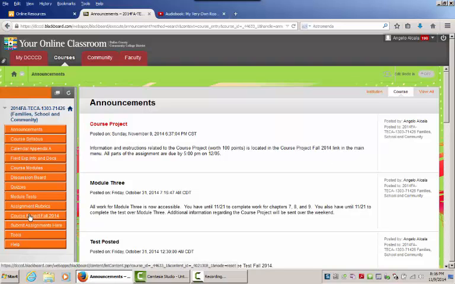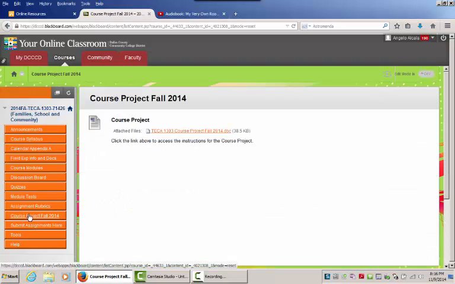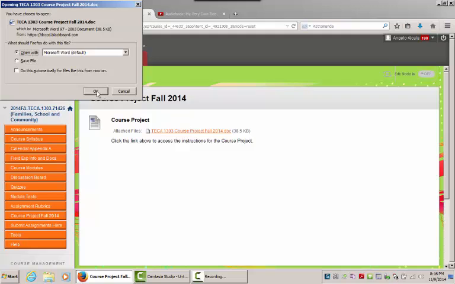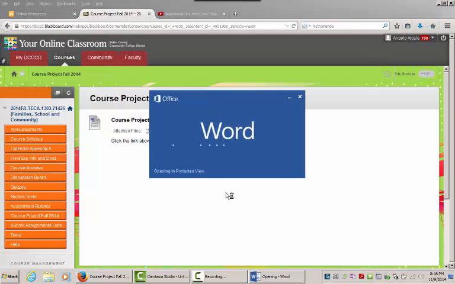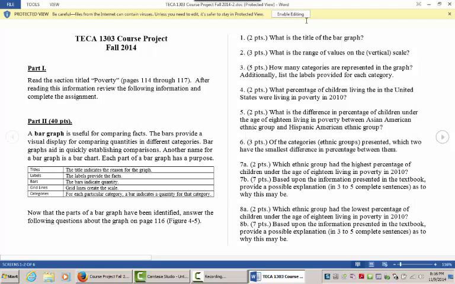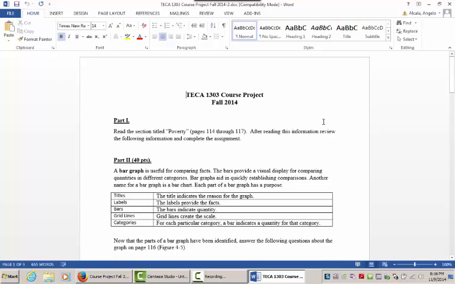So when you go there, you will see the link. Click on that, open it, and I always click on enable editing just in case you want to type your responses on this particular document. But you will see that for the course project you have part 1, and it asks you to read the section titled Poverty, which is on pages 114 through 117 of your textbook.